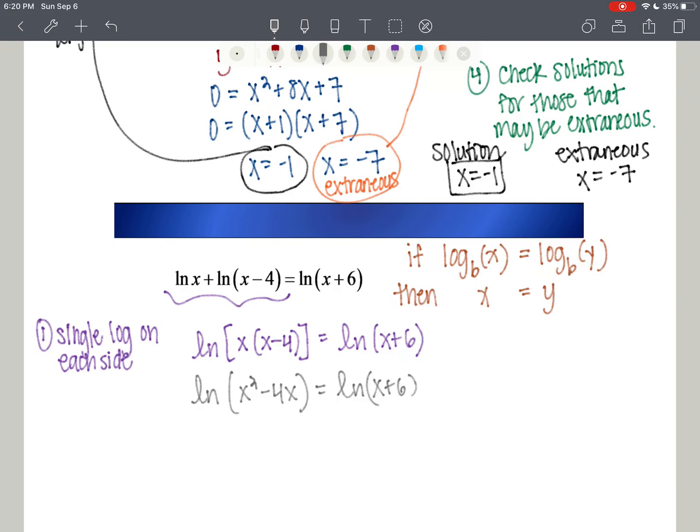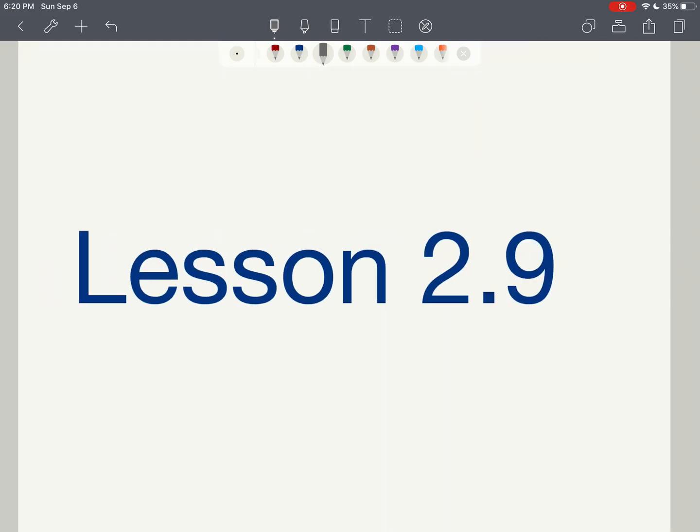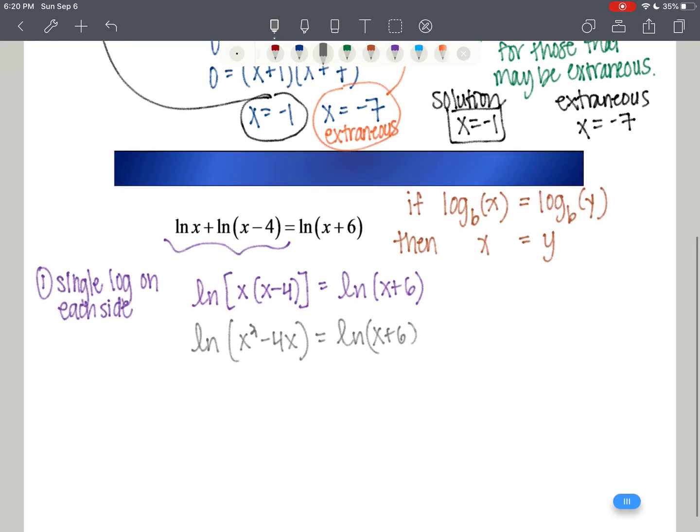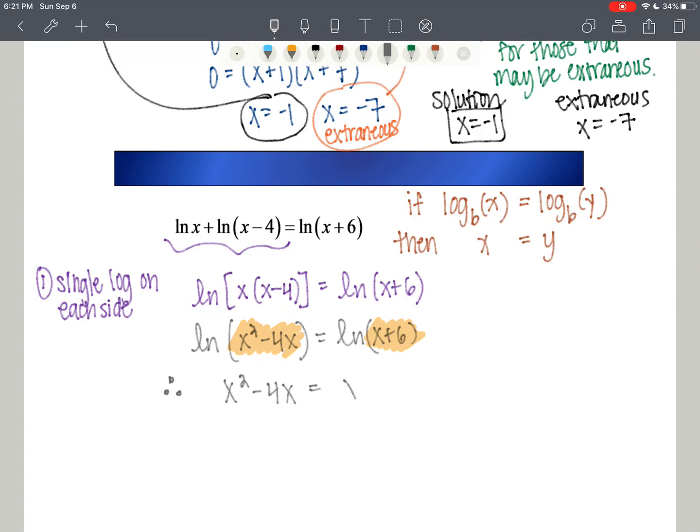I'm not sure that's really simplifying. It's probably just multiplying out, distributive property. And then we're going to now be able to say I have a single logarithm on the left, a single logarithm on the right. They both have the same base. Therefore, x squared minus 4x has to equal x plus 6.